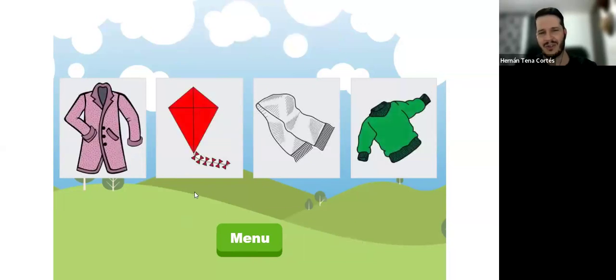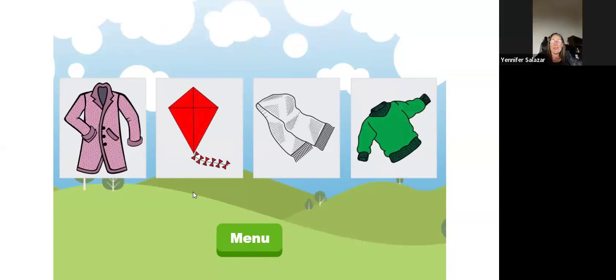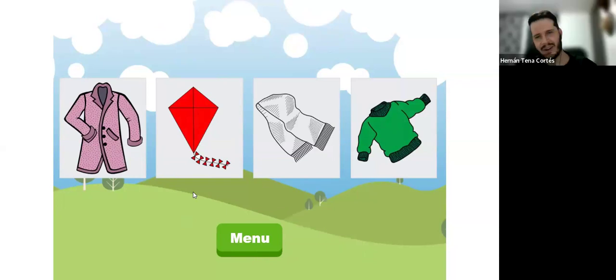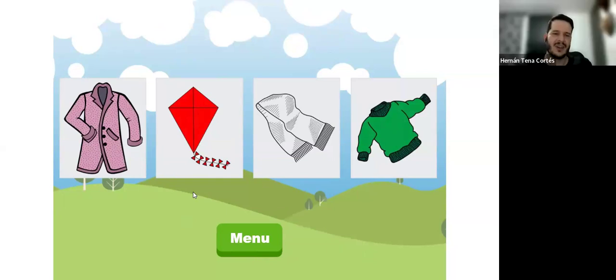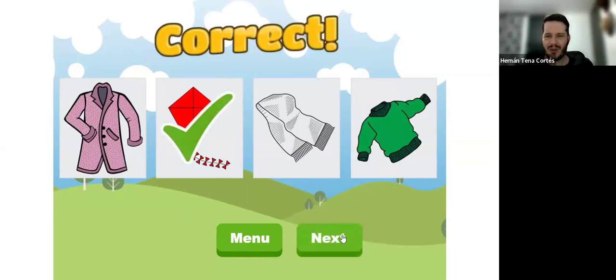Jennifer, what do you think here? Which one is the odd one out? The kite, the second one. Why is that different? Because the first one, third, and fourth are winter clothes. Yes, winter clothes. Very good. Good job. Good for you, Jen.